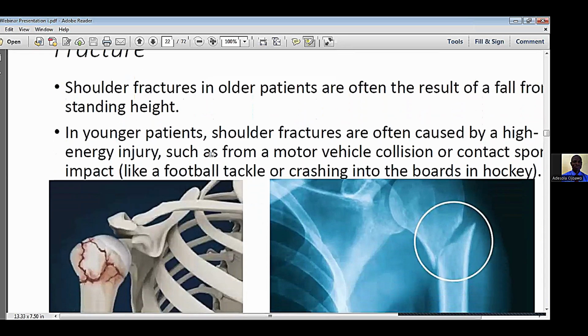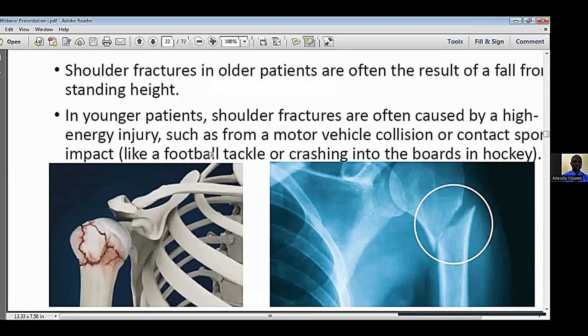Then you can have fracture. Fracture can occur, maybe resulting from road traffic accident, from a fall, or from anything. Gunshot can result in it. In this case, you have the total shattering of the head of the humerus.